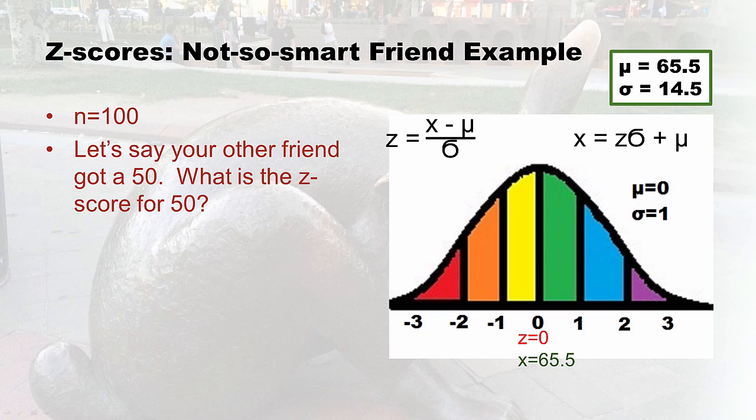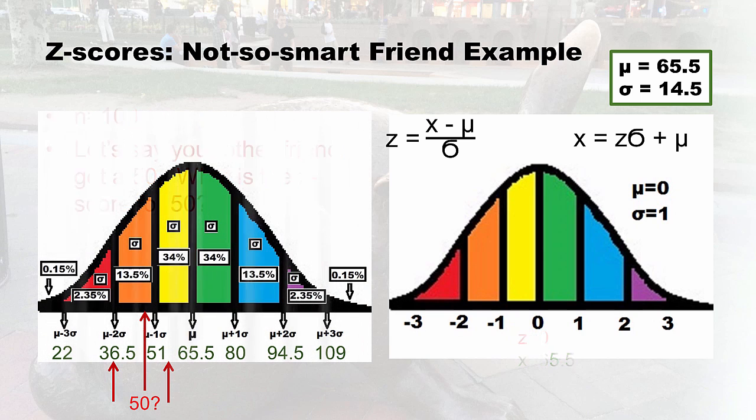Here we'll do another example, only this friend is not so smart. This friend actually got a score that was kind of low. It was so low, it was below the mu of 65.5. This poor friend only got a 50. So let's try it again. Let's do a z-score for 50. So again, this is just for demonstration purposes, but remember in empirical rule land, 51 was at mu minus 1 standard deviation. So we're going to expect that z will land between -1 and -2 for our x of 50 if we calculate the z-score.